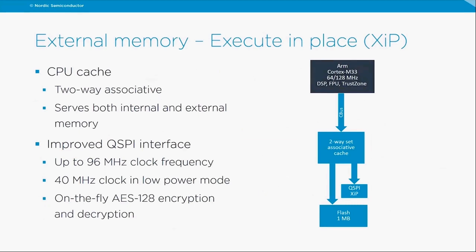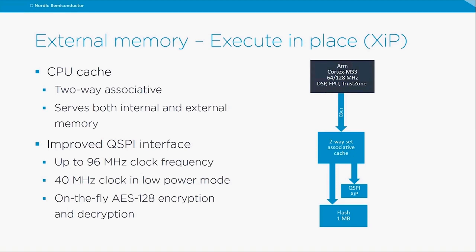So the CPU cache on the application processor is connected to both the internal flash, as you can see here, and also optionally an external flash through the quad SPI. And the Quad SPI interface has gotten quite a few improvements compared to the 52 series or the nRF5340, where the maximum frequency was 32 MHz.